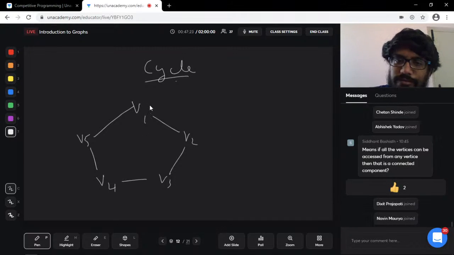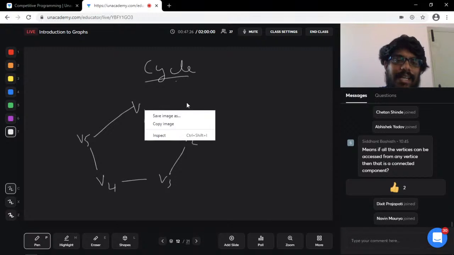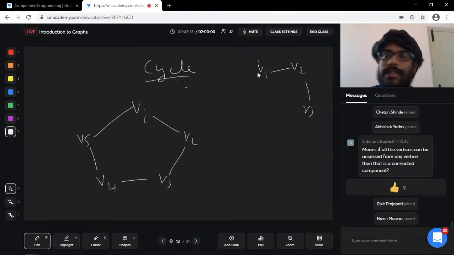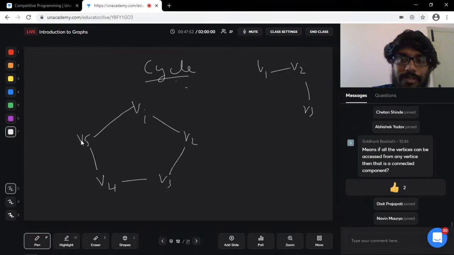So if I can start from V1 and I can get back to V1 again without repeating vertices. I shouldn't repeat. I can't go from V1 to V2 to V3 and then back to V2 and then back to V1. This doesn't count. I shouldn't repeat vertices, except the starting one. The starting one will be kind of repeated because I start and end there. So I can start from V1, go to V2, then to V3, then to V4, then to V5, and then I come back to V1. So this forms a cycle.